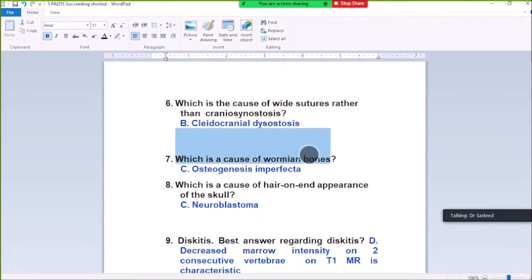Question number 7. Which is the cause of Wormian bones? Osteogenesis imperfecta shows Wormian bones. Question number 8. Which is the cause of hair on end appearance of the skull? Neuroblastoma shows hair on end appearance of the skull.